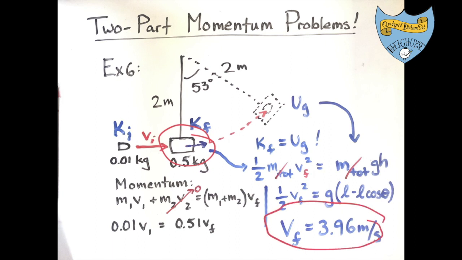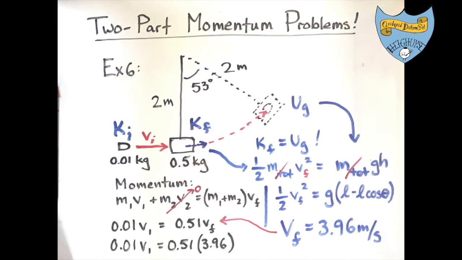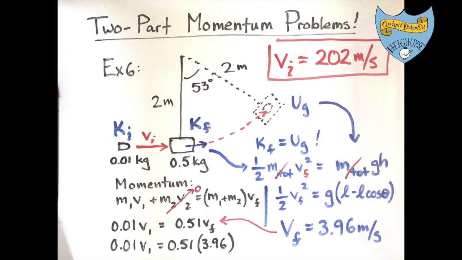And now we can plug it in to our momentum equation. There it is. We've replaced one of our unknowns. Now the only remaining unknown is the initial velocity of the bullet. And it turns out that the velocity of the bullet is 202 meters per second.